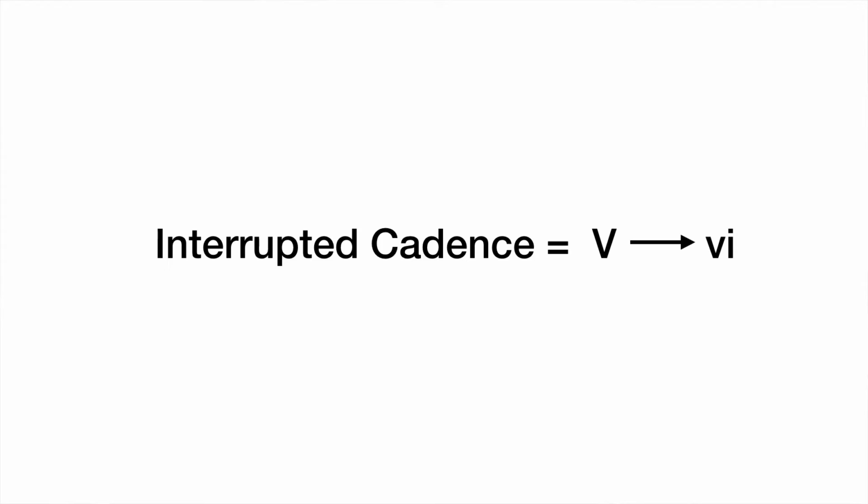Plagal cadences lack the strong goal-directed motion of perfect cadences. The 4 chord simply doesn't have the same drive to resolve to the tonic as the dominant does. And as a result, plagal cadences occur with much less frequency than perfect cadences, and are usually used to simply prolong the tonic. Finally, we have interrupted cadences, which are chord 5 to chord 6.